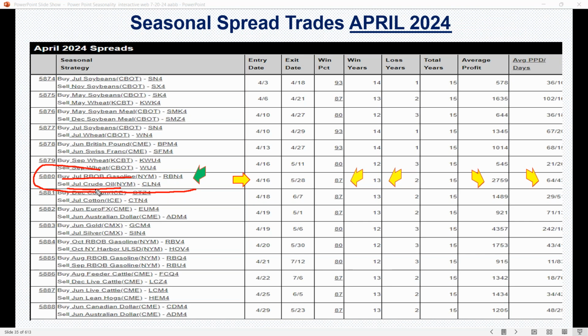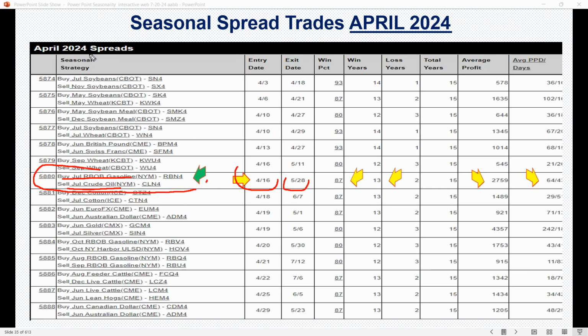A lot of different things we can do, but this is one to highlight to show you. You can see here, the entry date marked on the seasonal spread is the 16th of April, and out the 28th of May. Now, sometimes these will be 100%, okay?